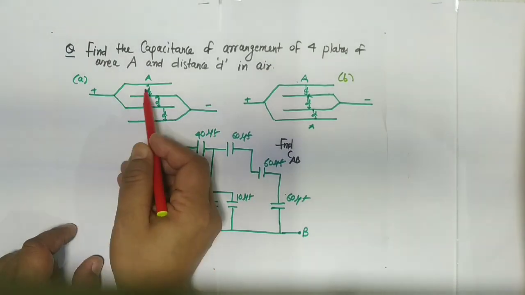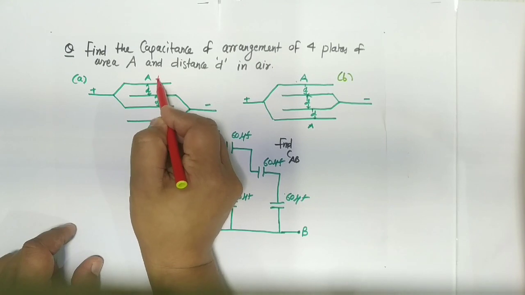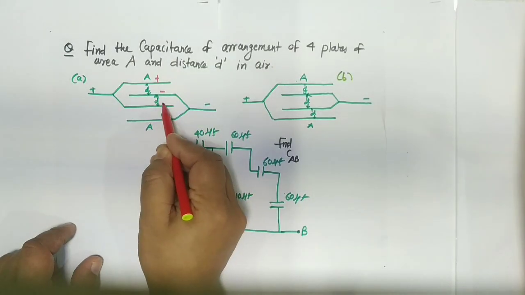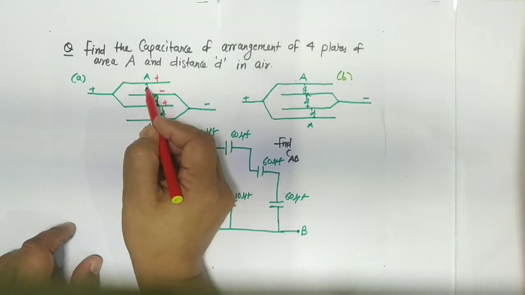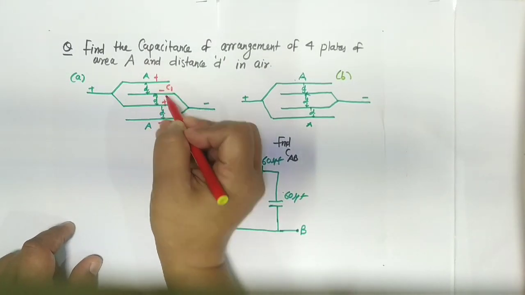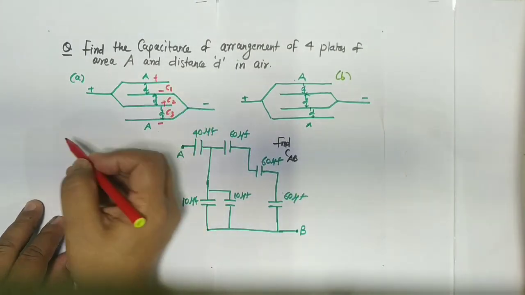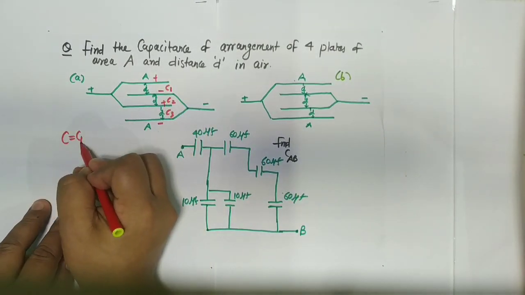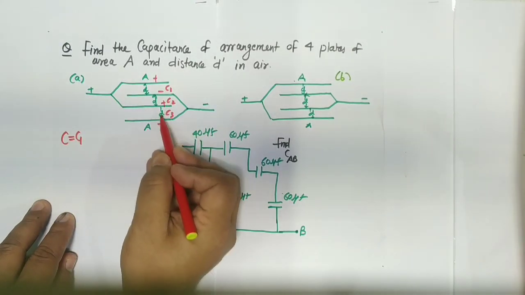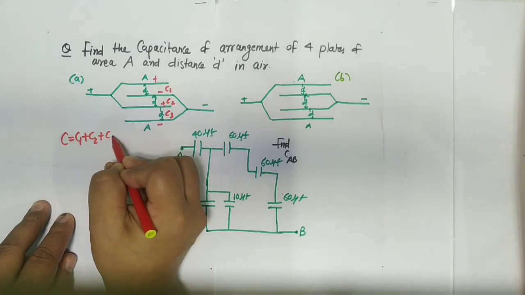If you see there are 4 plates. One is positive and the other is negative. So it will get positive, then negative, then positive, then negative. If you see, plate area is A, distance is D, there are 3 capacitances, C1, C2 and C3, and very interesting, they are in what? They are in parallel. So why are they in parallel? Positive, negative, then positive, negative, then positive, negative. C1 plus C2 plus C3.